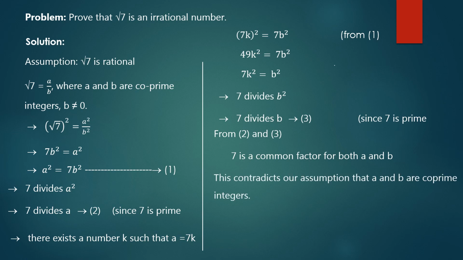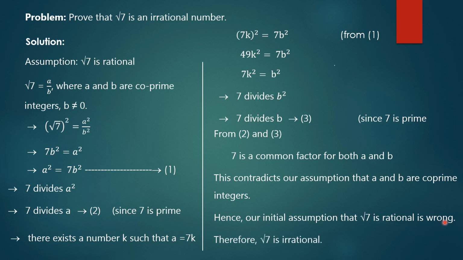That means this contradicts our assumption that a and b are co-prime integers. When we wrote that a and b are co-prime integers, it means their HCF is 1, their highest common factor is 1. But here I got a common factor 7, which is more than 1. This is a contradiction. We got a false statement because our assumption is wrong. Hence our initial assumption that root 7 is rational is wrong. Therefore root 7 is irrational.